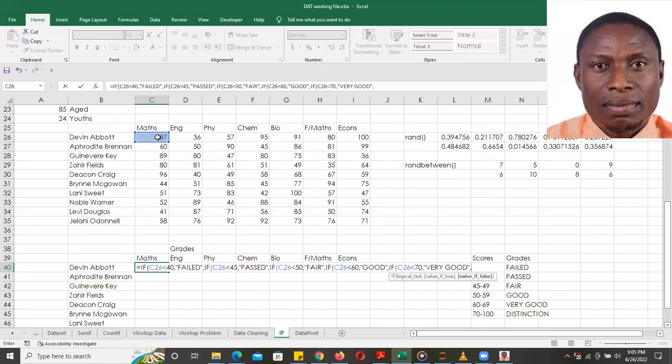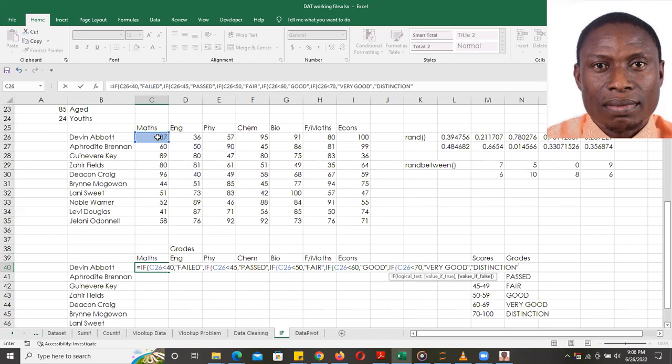Less than 70, you said very good. Okay. Now, anything greater than that, hold on, I'll explain. The next is, I can use the next IF with C26 and all that, but I may not need to do that. I will just say any other thing aside from that is distinction.